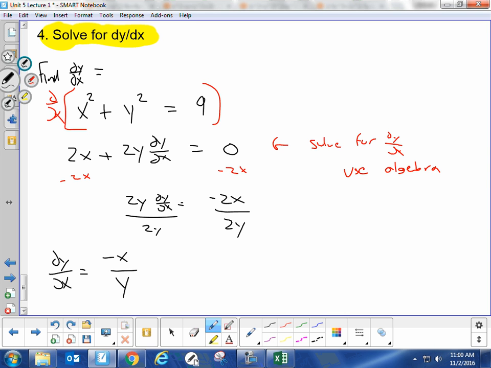Okay. Now, notice this derivative has x's and y's. We are not used to derivatives having x's and y's. We're used to them just having x's, and we can plug in an x, and we get a tangent slope. Well, this is an implicit derivative. Implicit meaning we have both x's and y's. What does that mean? It means we have to plug in not only x's, but we have to plug in points to get the derivative at those points. Must plug in x, y's.